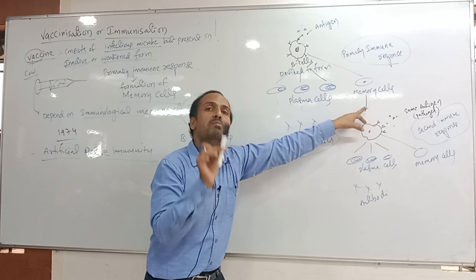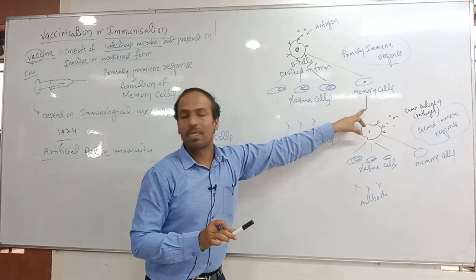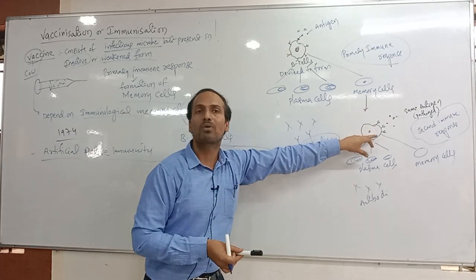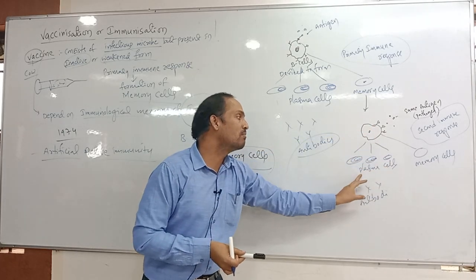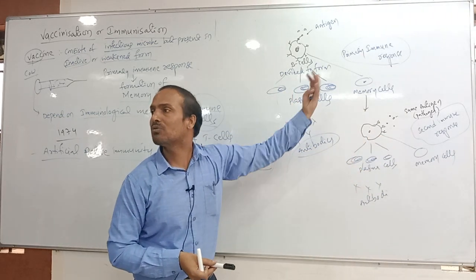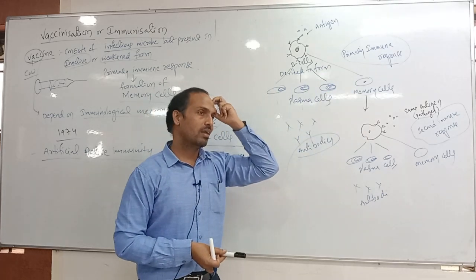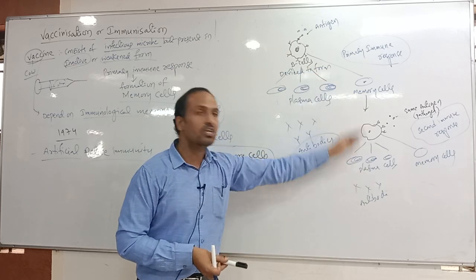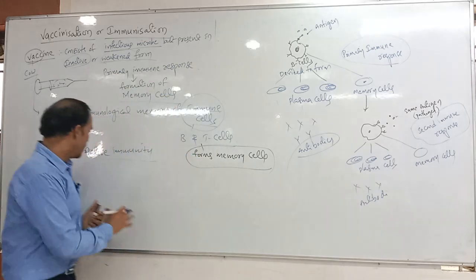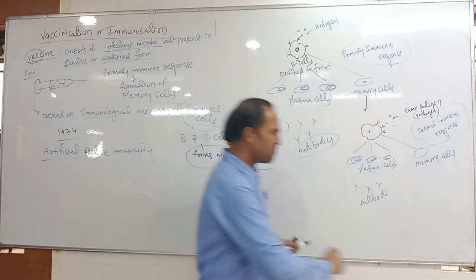Memory cells carry the memory of the pathogen that entered our body the first time. If the same pathogen enters another time, the memory cells immediately divide rapidly to form plasma cells and again memory cells. Plasma cells produce antibodies, and antibodies destroy the pathogen. This way memory cells continue to exist. Very important, this is a suspected question for your NEET examination.